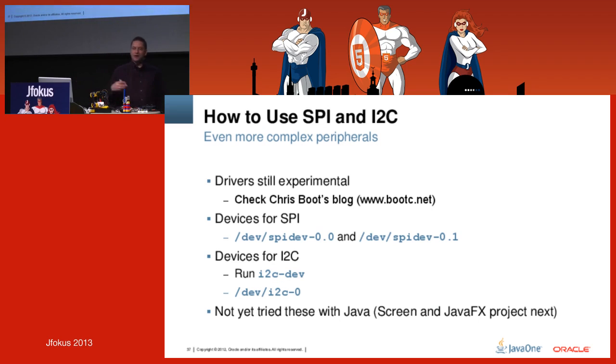A bit more about SPI and I2C. These are quite common interfaces for a lot of devices if you're looking at more complex devices. There's some experimental driver work. There's a guy called Chris Boot. That's a great name, Boot. Who has done some work on this, and so he built some kernel modules that you can use so that you get devices for SPI and I2C. Hopefully combining those with the Pi4J libraries, it should make it fairly easy to do that. I haven't actually had a chance to try those yet.